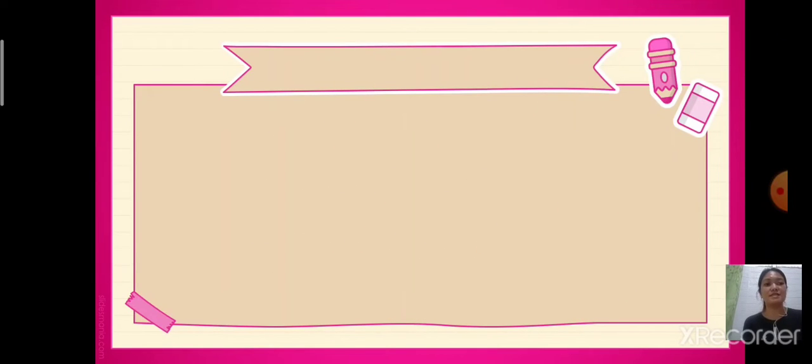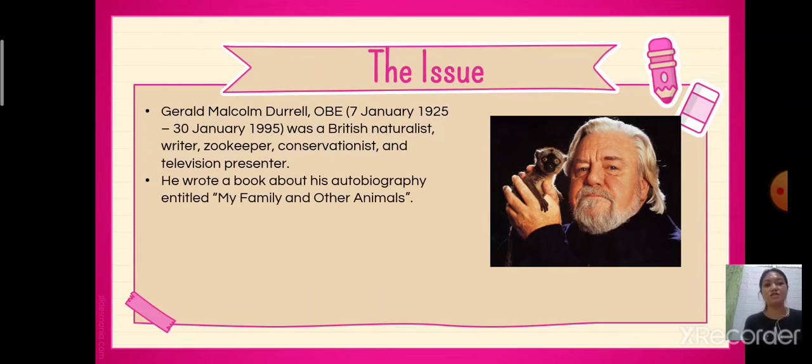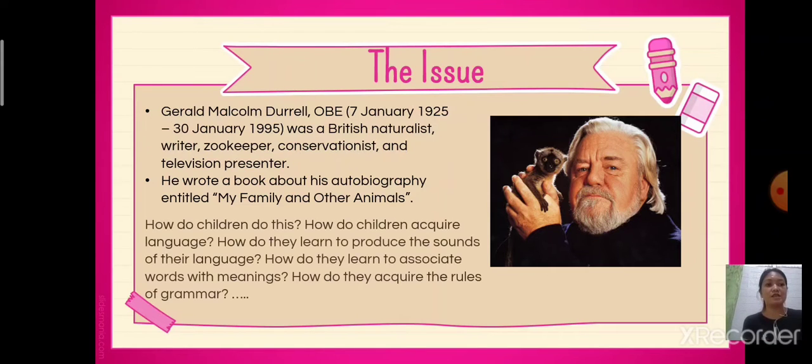So I'll start this discussion first with the issue on this chapter. So this is Gerald Malcolm Durrell. He was a British naturalist who wrote a book, My Family and Other Animals, where in this book he differentiates or compares the human beings or the people of Corfu and the animals in the zoo, whether they have similarities in the way they communicate with each other. So these are some of the questions that we can find in this chapter.